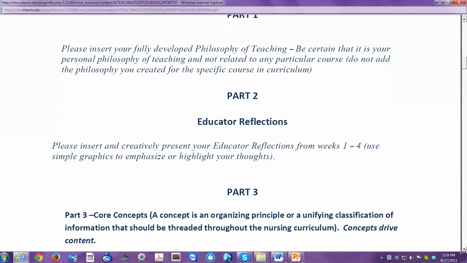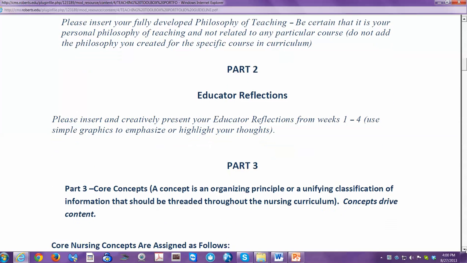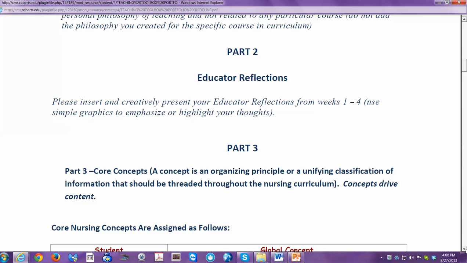Part 2 is pretty simple. Under part 2 are your educator reflections. These are the reflections you've been doing throughout the last 3 or 4 weeks. You'll have the 4 you've completed, and then after the Teaching Strategies Fair, you will post to me in the Dropbox your 5th and final reflection. So part 1 and part 2 are quite self-explanatory and pretty straightforward.